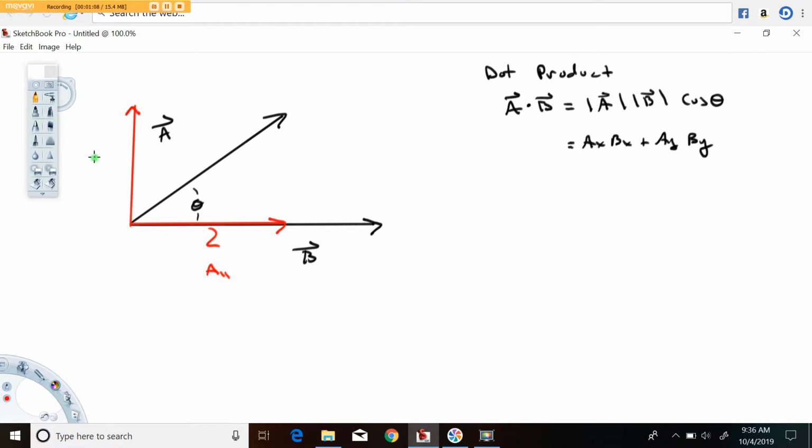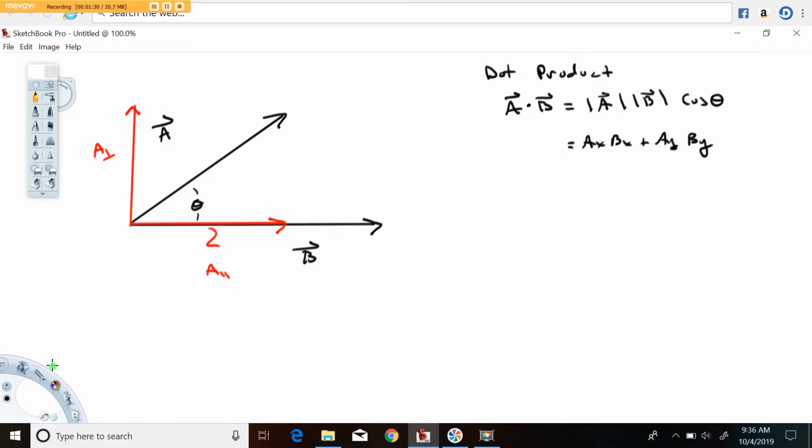Now usually when I draw vector components, I would draw them over and up. I'm going to go ahead and leave it like this, but the important thing to realize is that the vector sum of this one and this one would give you vector A. So here's the component parallel to B, and here's the component perpendicular to B.